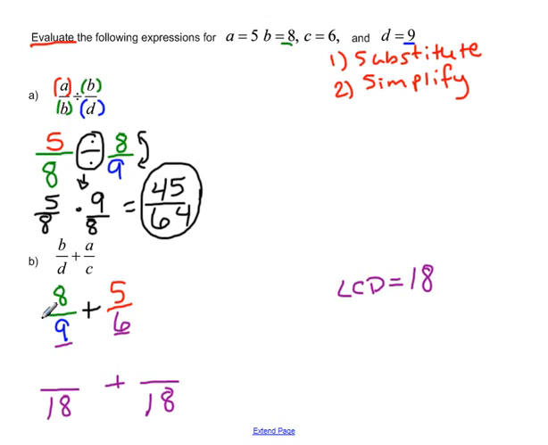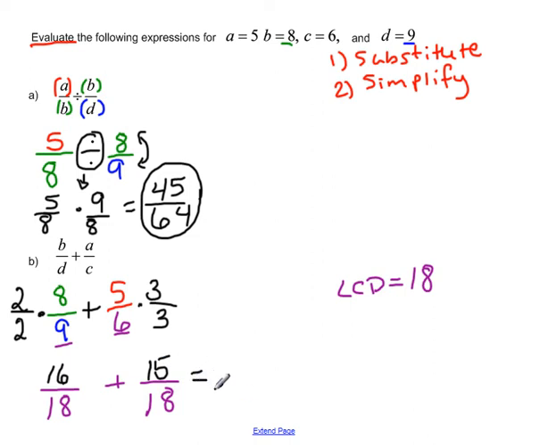For 8/9, I'm going to do the multiplication over here on the left because I have a little bit more room there. 9 times what is 18? Well, 9 times 2. If I do that in the denominator, I need to do it in the numerator as well. And 2 times 8 is 16. And then for the other one, 5/6, when we build that 6 to an 18 denominator, we say, well, 6 times 3 gives me 18, so the numerator has to be multiplied by 3 as well to give me 15.